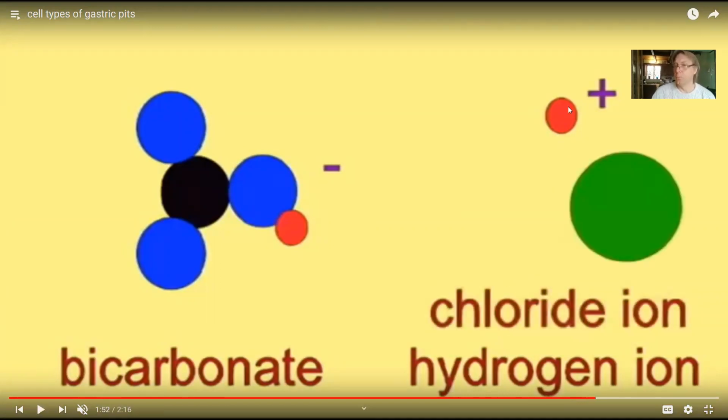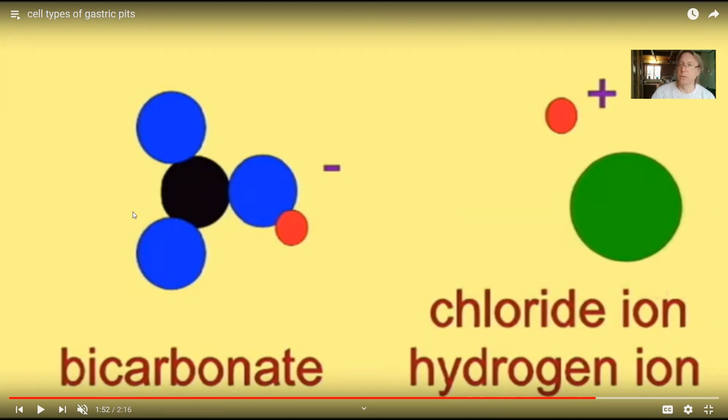The hydrogen ion will go into the stomach lumen along with a negative chloride ion. So this negative chloride ion changes places with bicarbonate. So negative bicarbonate goes into the blood, and this hydrogen ion goes into the lumen of the stomach. For that reason, it's hydrochloric acid, which is in the stomach lumen.